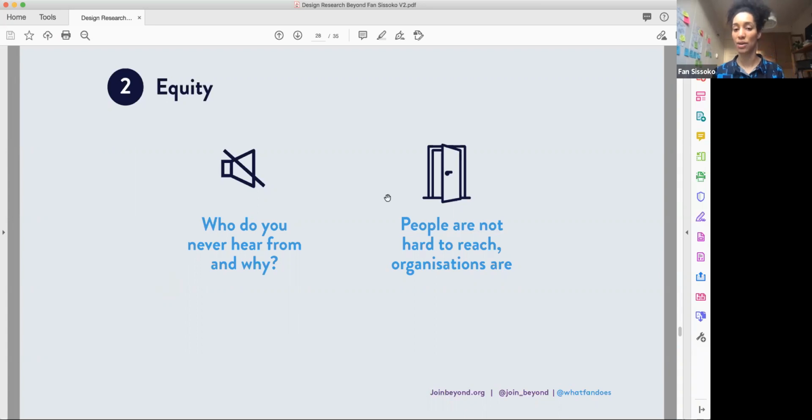And then remembering that people are not hard to reach, organizations are. To me, that is really important, because we often hear that, oh, this community, they will never engage with us. They're hard to reach. There is no way to reach them. But actually, people are not hard to reach. People just exist in their lives. They have their own lives, their own priorities. But it's organizations and services that are seen as out of reach, or maybe not even in the picture for a lot of people.